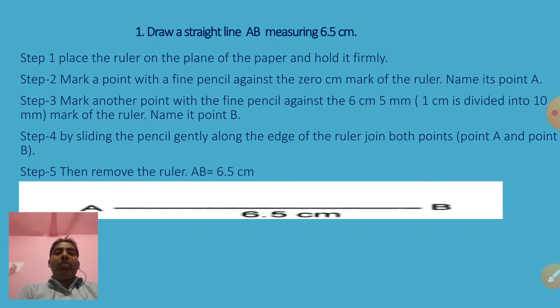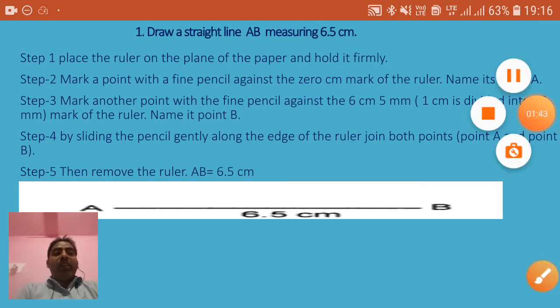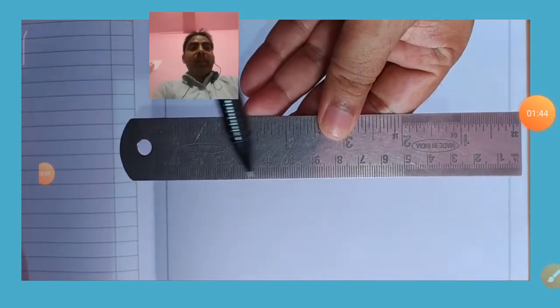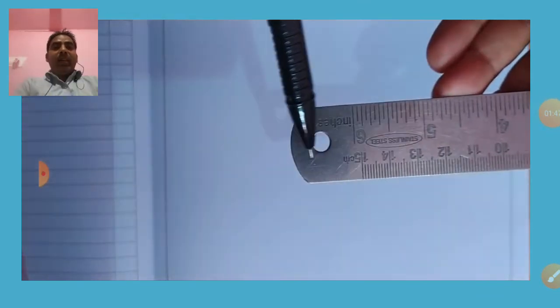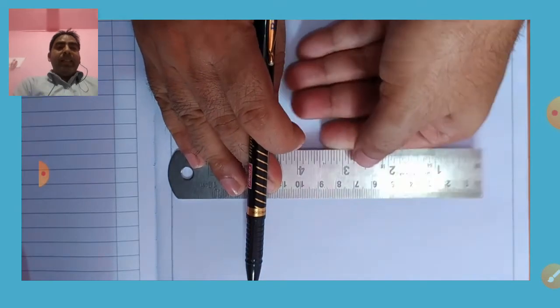In the fourth step, by sliding the pencil gently along the edge of the ruler, join both the points A and B. Then remove the ruler. Now the distance you can see is AB, that is 6.5 centimeter. Here you can see the scale has been divided into 15 centimeter.